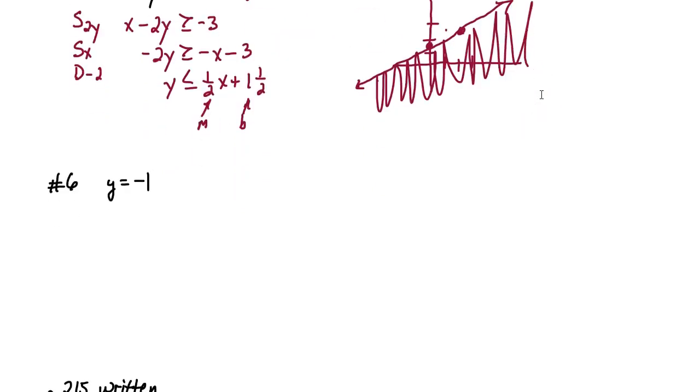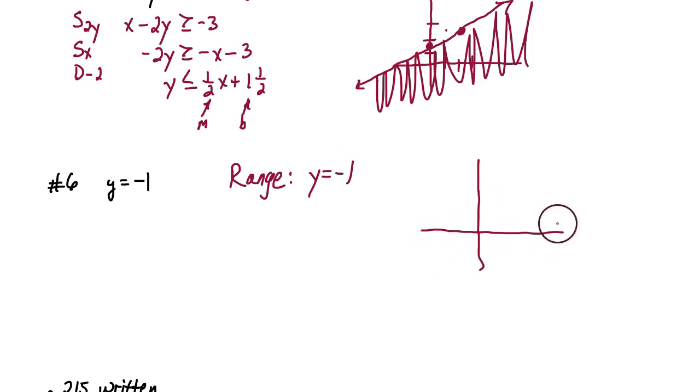Number 6, let's give the range and graph it. Remember that range is all your y values. Well, there is only one y value that we can have. Y equals -1. That's our range. Now let's graph it. This is a special case line. Y equals -1 is telling us it's crossing the y-axis at -1. So it is a horizontal line. Every dot on the line has a y value of -1.